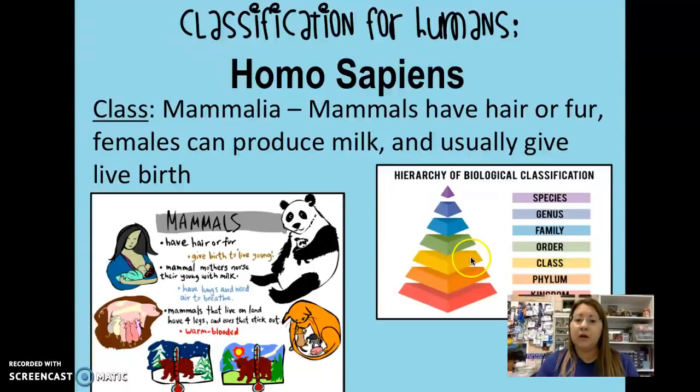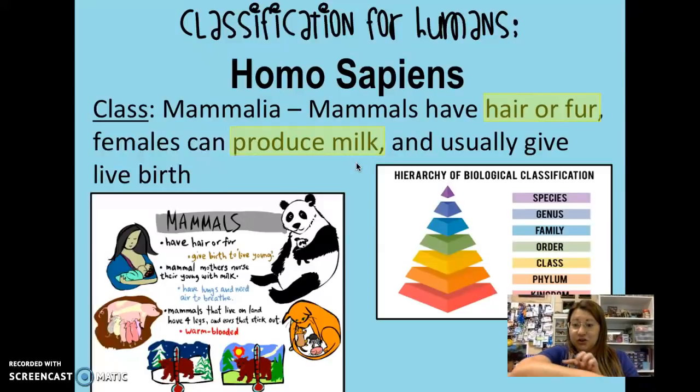Class. So we're stepping up to this yellow tier on our pyramid. So the class for mammals is Mammalia. That's our class for Homo sapiens. So mammals are going to have hair or fur. It may be a lot of hair. It might not. Like if you think about your arm hair, you've got a little bit of hair. You've got some hair on your head. But you may not have a ton of hair, certainly not fur like a cat or a dog would.